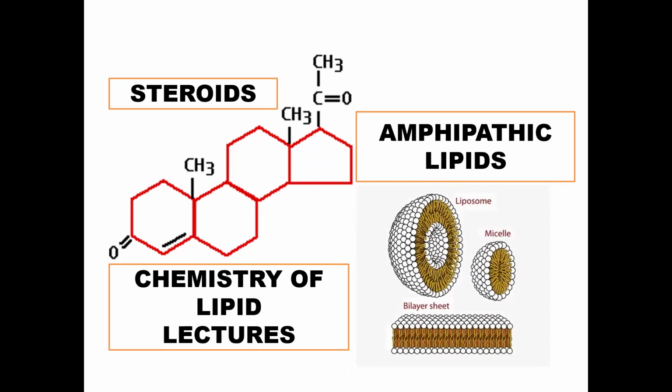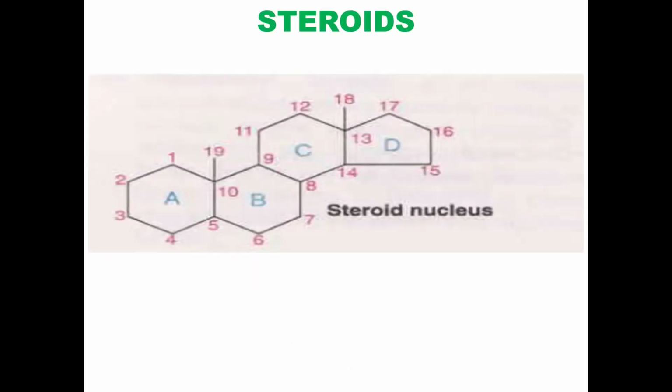Under our chemistry of lipid lecture series, today we are going to be discussing steroids and amphipathic lipids. Steroids are compounds containing a cyclic steroid nucleus, or cyclic steroid ring, that is called cyclopentanoperhydrophenanthrene, which is abbreviated as CPPP. It consists of a phenanthrene nucleus, that is rings A, B, and C, to which a cyclopentane ring D is attached.